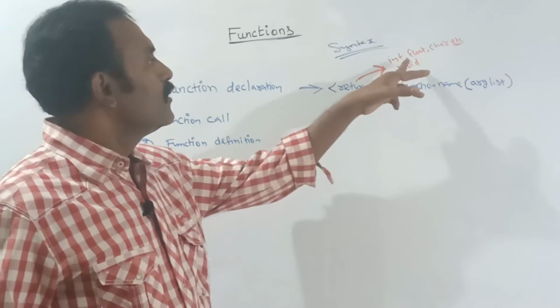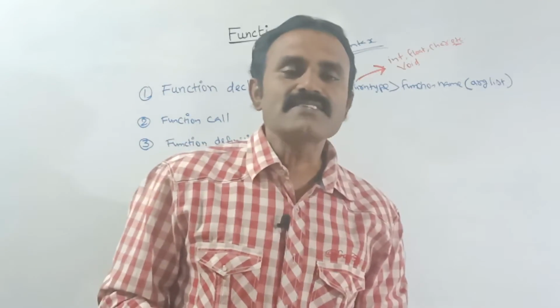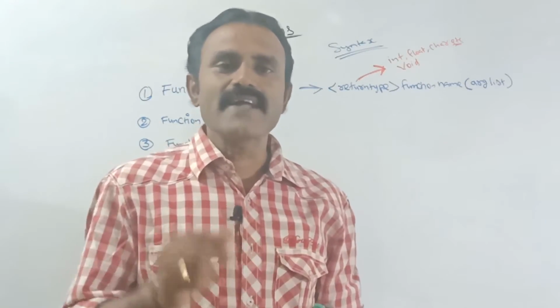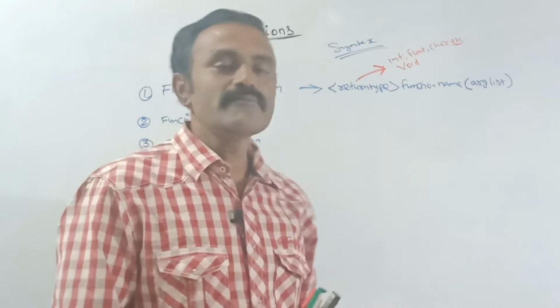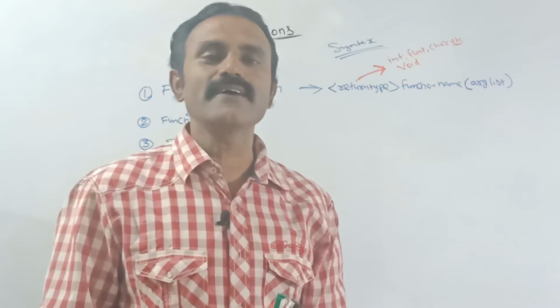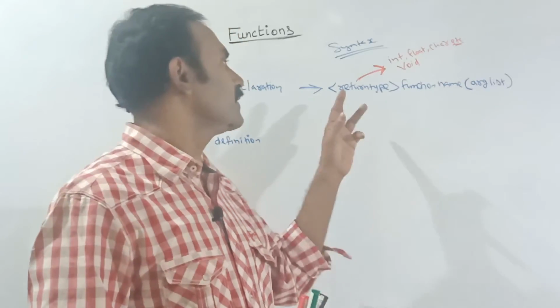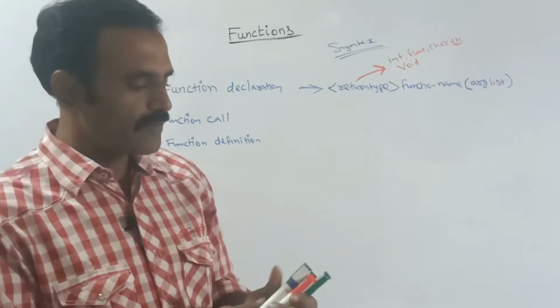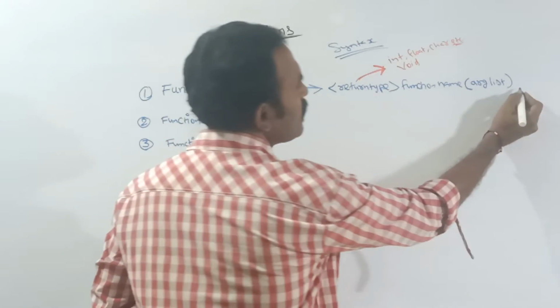Previously we had seen float. Suppose the function returns some fractional value, in that case we should declare the function as float or double. Depending upon what kind of data the function returns, we declare that data type here. Next, the main thing is that in function declaration we should put a semicolon.